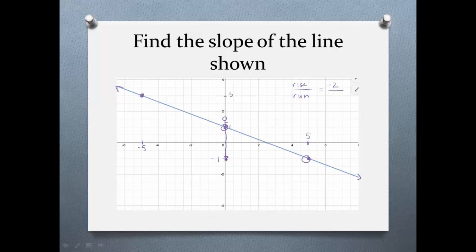And then if I count how far I have to go to the right, I'm going from an x value of 0 to an x value of 5. That's a run of 5. So using those 2 points, my slope is negative 2/5.